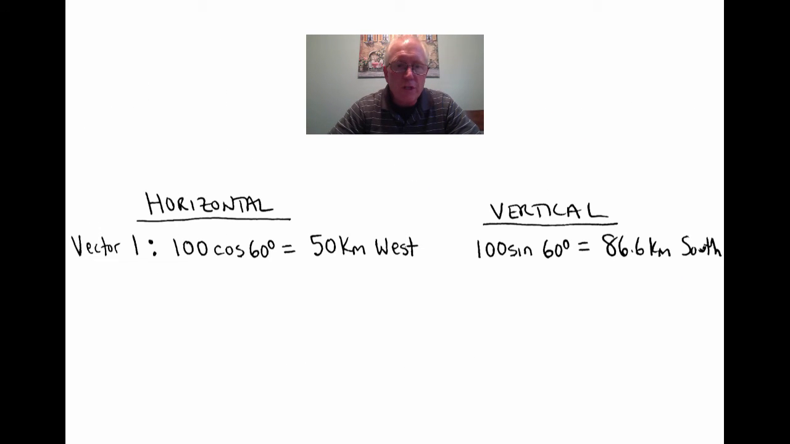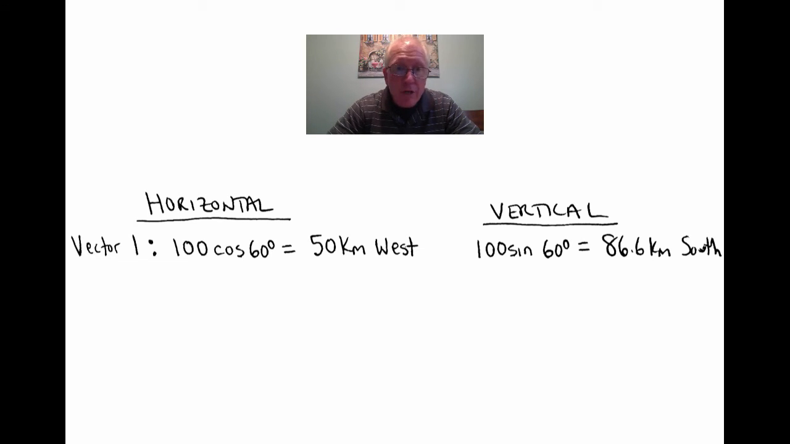The first thing I did is take that first vector. It's 100 kilometers at 60 degrees south of west. The western component is going to be adjacent, so I'll use the cosine. So in the western direction, that first vector is 50 kilometers. Similarly, in the vertical direction, the southern direction in this case, I'm going to use the sine because the southern component is opposite the angle. So the sine is the appropriate trigonometric function.